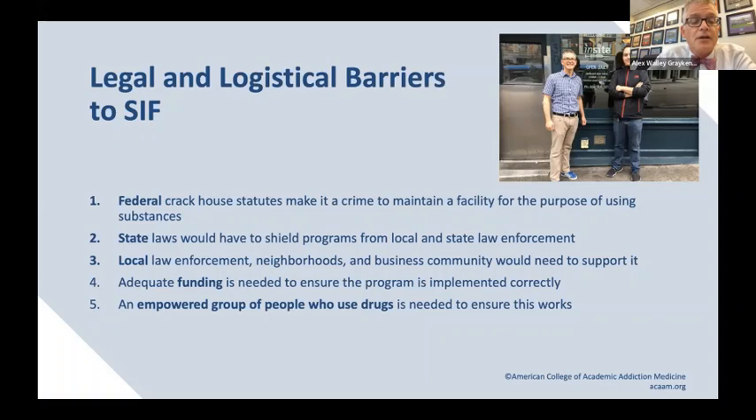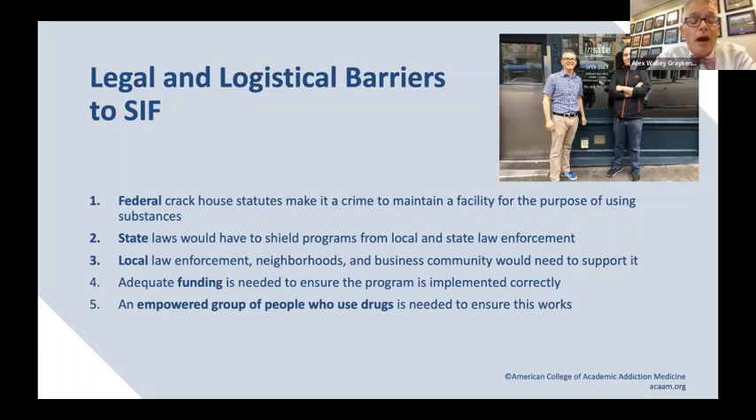There are state laws, and state laws would have to shield programs from local and state law enforcement. So you need buy-in from the state level, and then local law enforcement, neighborhoods and the business community need to support them. You need to have adequate funding in order to ensure that the program is implemented correctly. And by the way, Rhode Island is another state that has approved supervised injection facilities. They're still working through the logistics of finding the right site and the funding in order to open it.